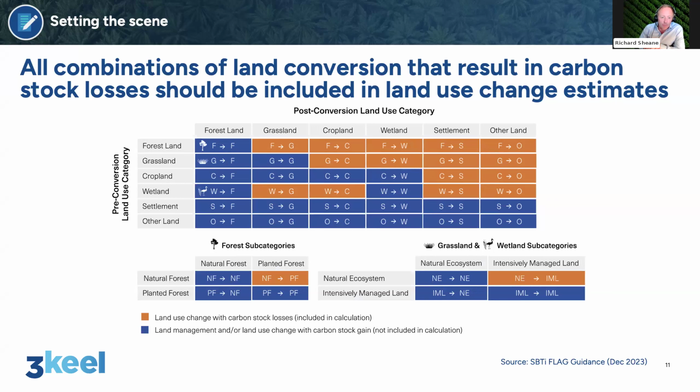So really the key message here is that all of these conversions include some sort of carbon stock loss, and they should be included in land use change estimates. It's also worth noting that there are losses from natural forest to planted forest, and from natural ecosystems to intensively managed land generally. So, next slide.